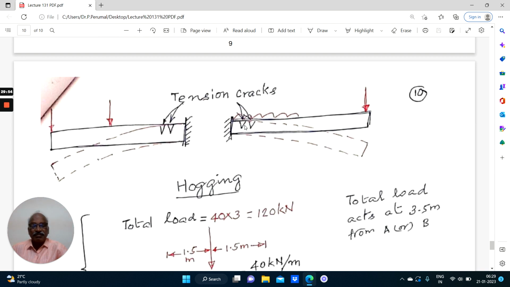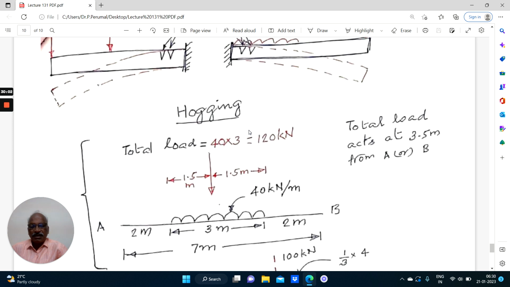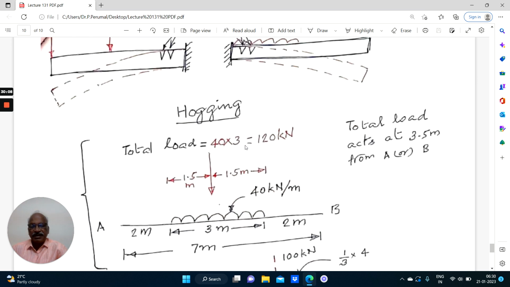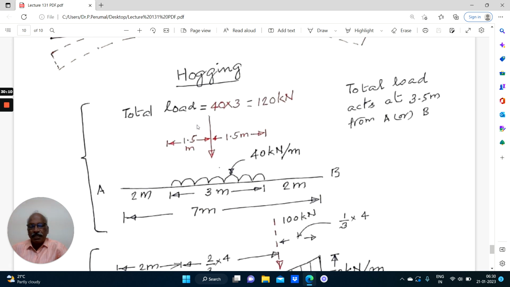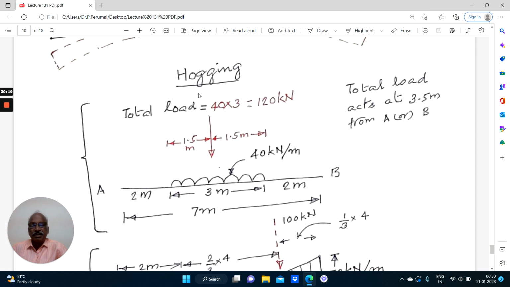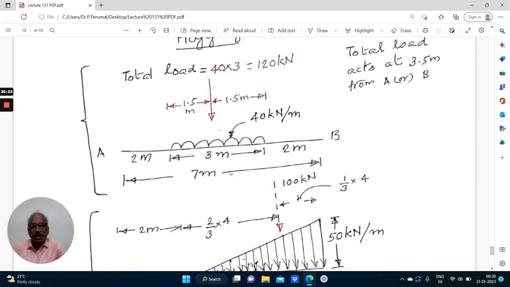Here again, it is at the top. Tension occurs at the top. Now, again, this will be explained. Anyway, now hogging, that is hogging bending. So these two, whether it is on the left hand side or on the right hand side, hogging bending moment with the tension at the top. Right. Now, how to deal with the different loads?